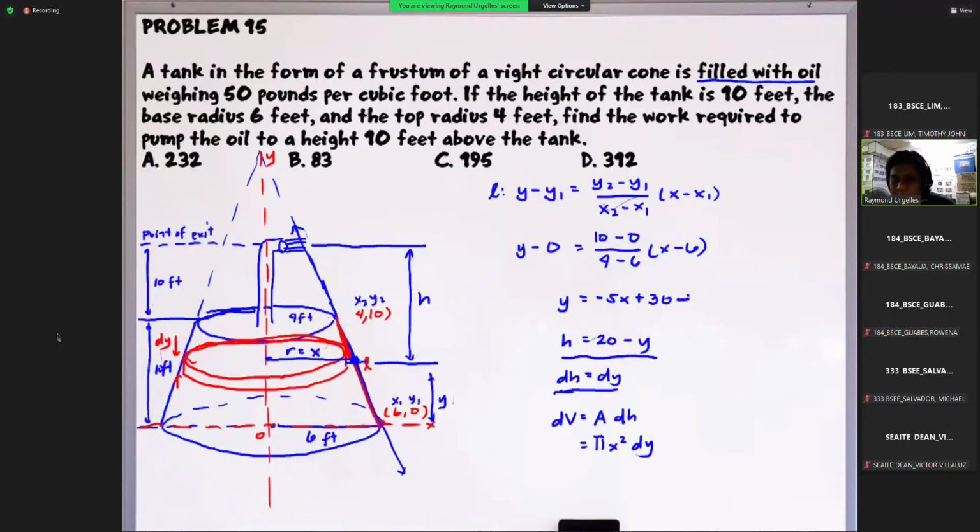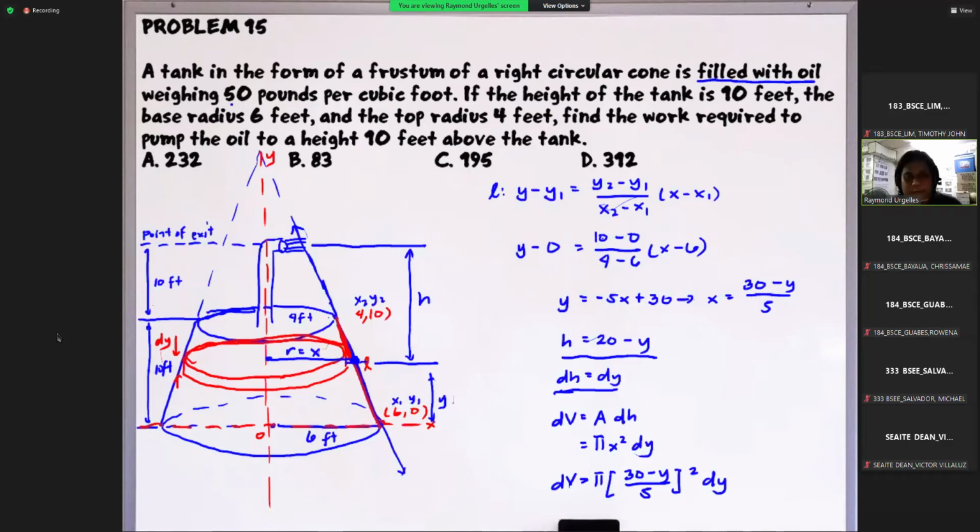So from this equation, we can solve for x. This will be equivalent to 30 minus y, divided by 5. Substituting here, you will get pi multiplied by 30 minus y divided by 5, this quantity squared, times dy. So again, this is our dV. So kompleto na, meron na tayong omega.